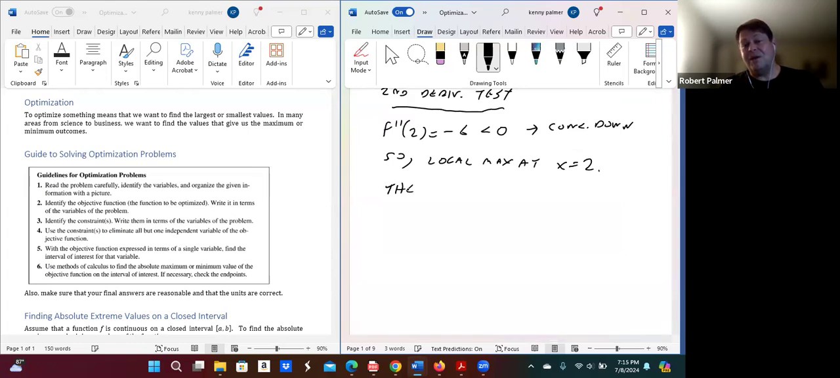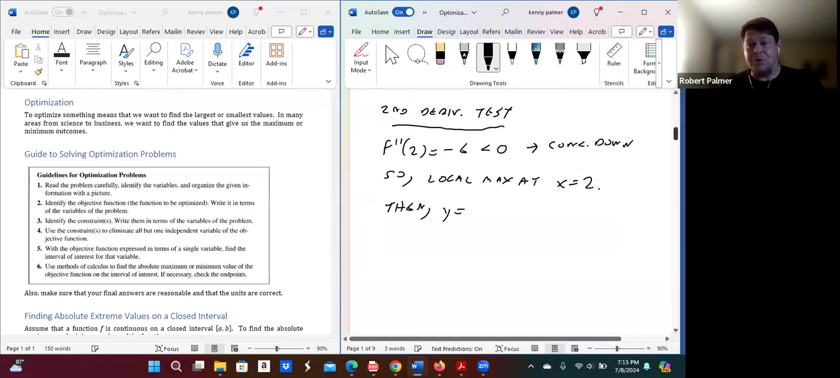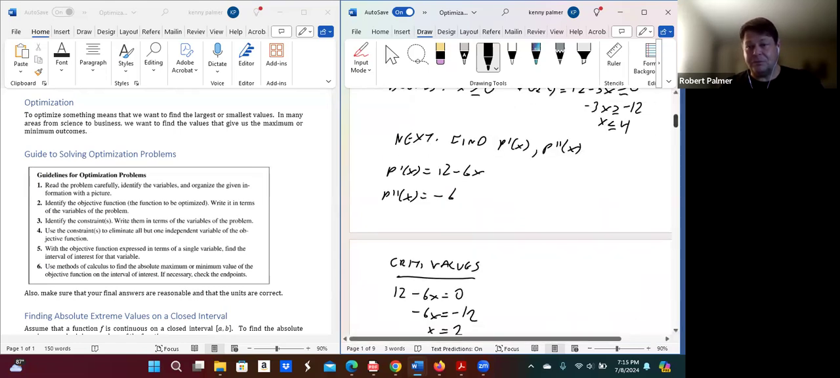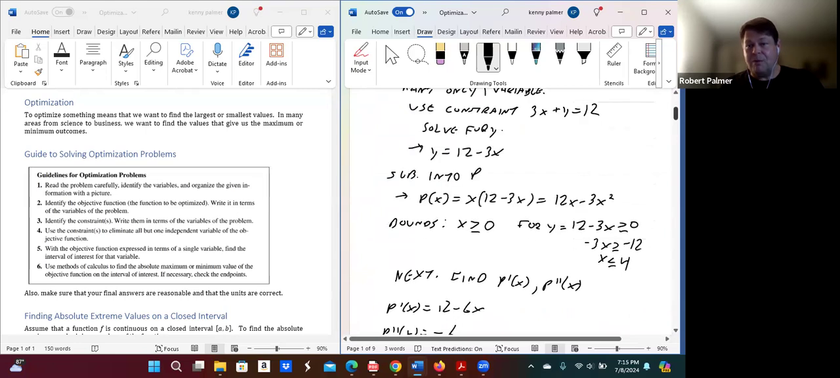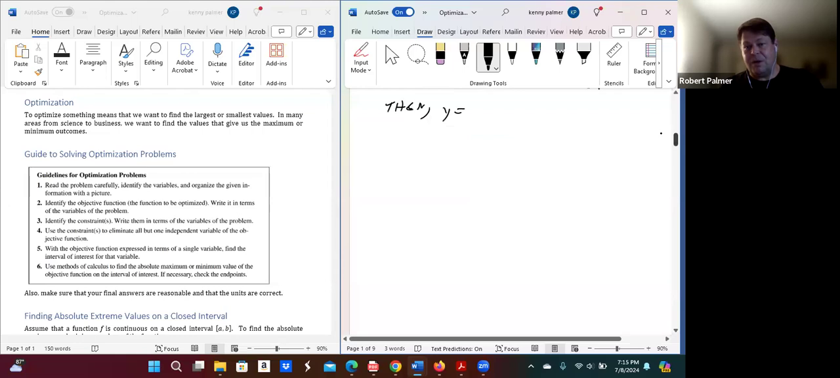I'll just say then for y, we had a formula for y from our constraint equation. And y was 12 minus 3x. Let's find out what y is. So y equals 12 minus 3x, and x is 2. And that's going to be just 12 minus 6, which is 6, okay?